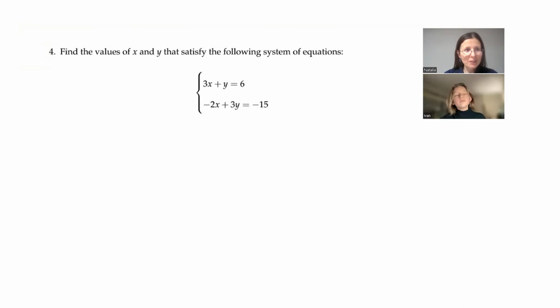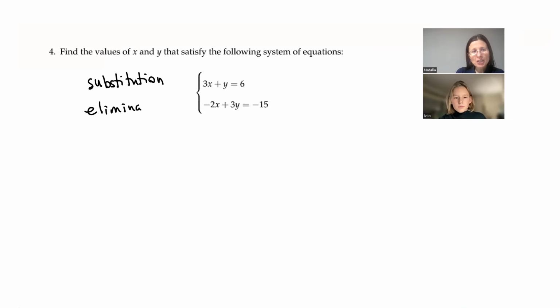Problem number 4. Find the values of x and y that satisfy the following system of equations. So 2 linear equations we have here. There are 2 ways to solve a system of linear equations, which are substitution and elimination. However, elimination is not very convenient in this situation, so we will use substitution.